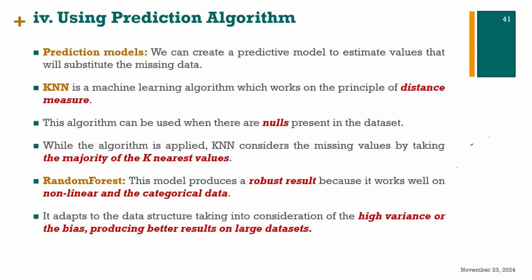The last but not the least method of imputing missing values is to use a prediction algorithm. So you go back to machine learning itself and then use an algorithm to estimate what's supposed to be there. See? So we can create a predictive model in this case to estimate the value that will be used to substitute the missing data.